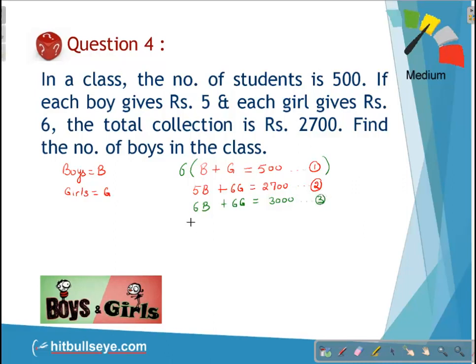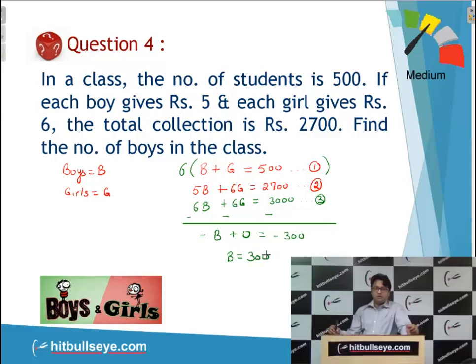Now if I subtract these two equations, I will get minus B plus 0 equals minus 300, or boys is equal to 300, which is my desired answer. I hope students the concept of linear equations is clear to you. Let us take one more example.